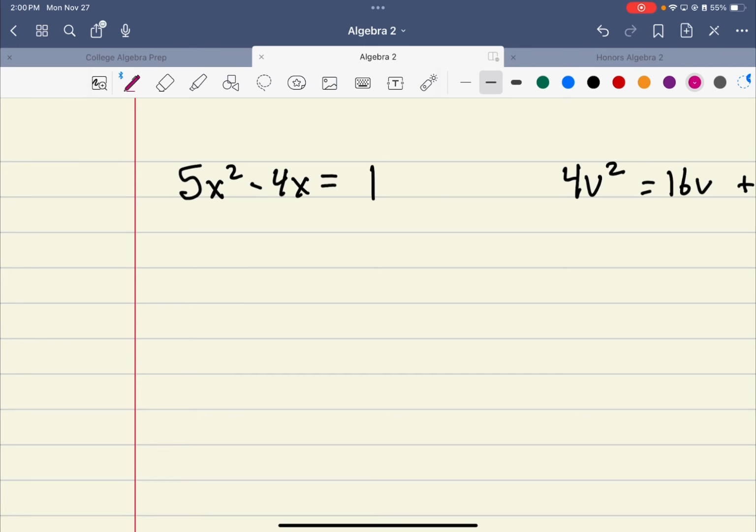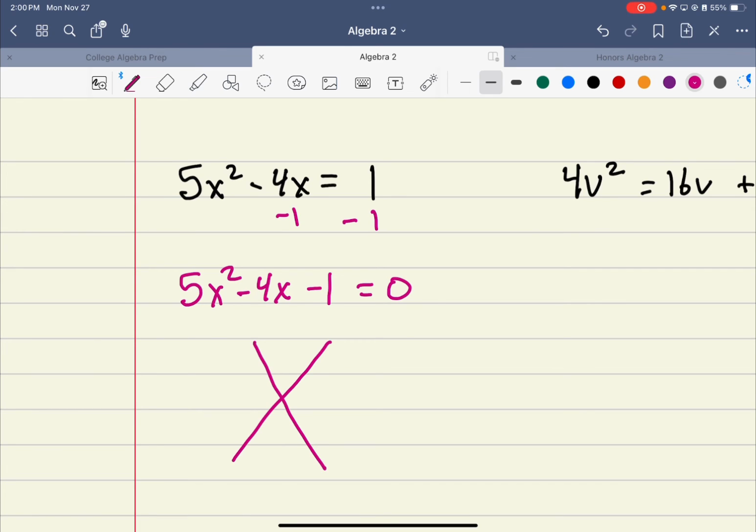What do I do first? Subtract 1 from both sides because we got to get it in standard form. So that's 5x squared minus 4x minus 1 is equal to 0. Okay, trinomial means try the x. What goes on top this time? 5 or -5? -5. Remember, it's a times c. -4 on the bottom, but I'm going to divide by 5 because my a value is 5 there.